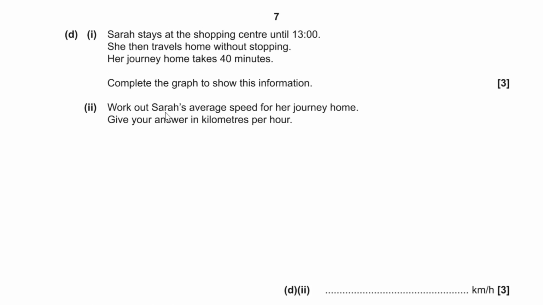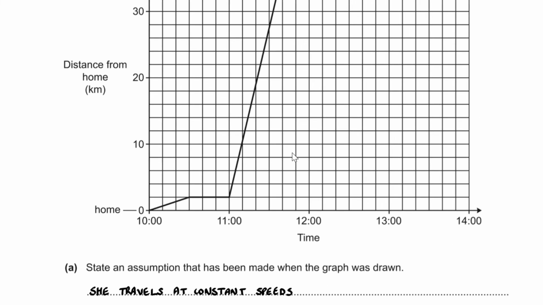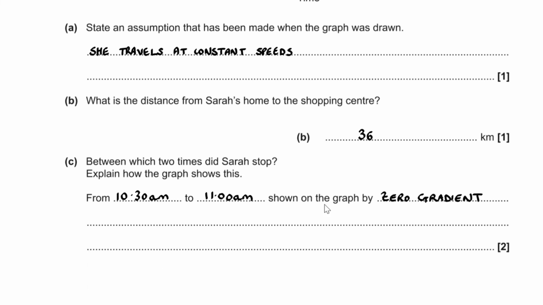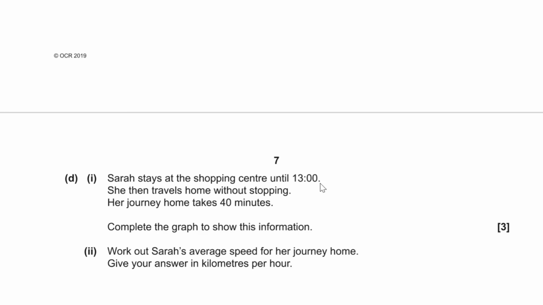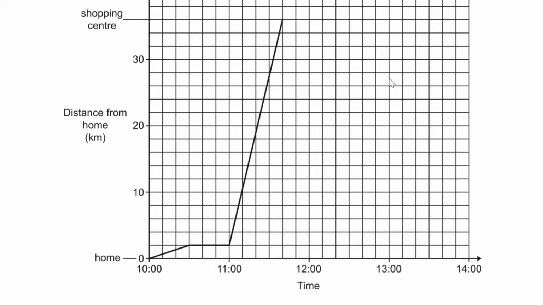And now for the first part of part D, Sarah stays at the shopping centre until 1300 hours, in other words 1 o'clock. She then travels home without stopping. Her journey home takes 40 minutes. We have to complete the graph to show this information. Well, what we have is her taking 40 minutes to get home, and she stays at the shopping centre until 1 o'clock. So here, if she stays at the shopping centre till 1 o'clock, that means she's not moving anywhere. So from here to here, we'll draw this on.